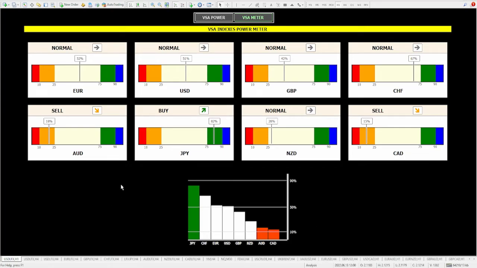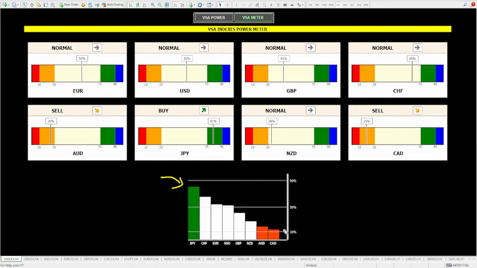When you go to trade, what you do first is you look at the VSA market scanner. You can see this one right here. What's going on here? Friday, New York session, kind of the end of the day. So you look at the JPY is very strong. So what you want to do is benefit from this strong JPY, so you make profit in the JPY.